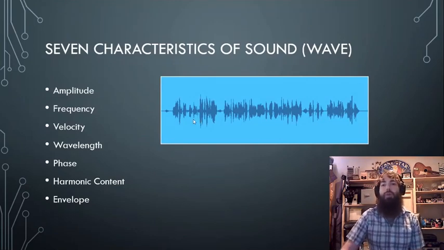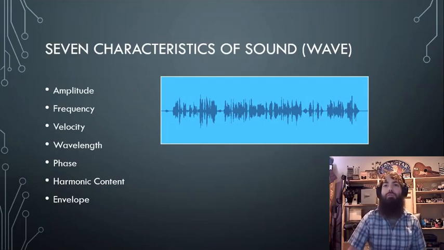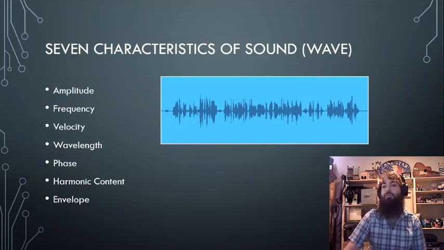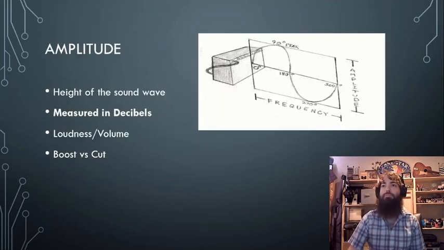Cool. These sound waves, or really any wave in particular, are going to have 7 characteristics. We're going to go over the 7 characteristics of a sound wave in particular. Those include amplitude, frequency, velocity, wavelength, phase, harmonic content, and envelope. So let's go over each of those individually.